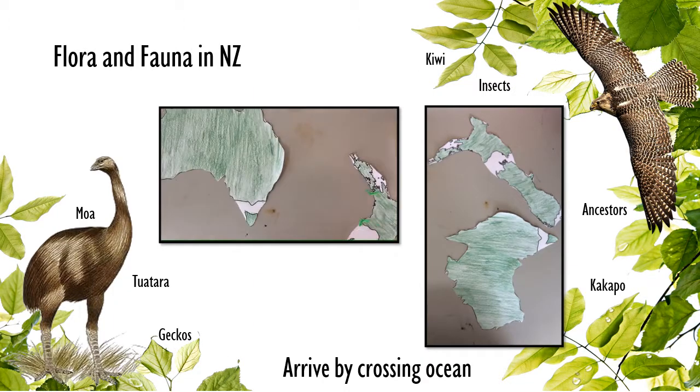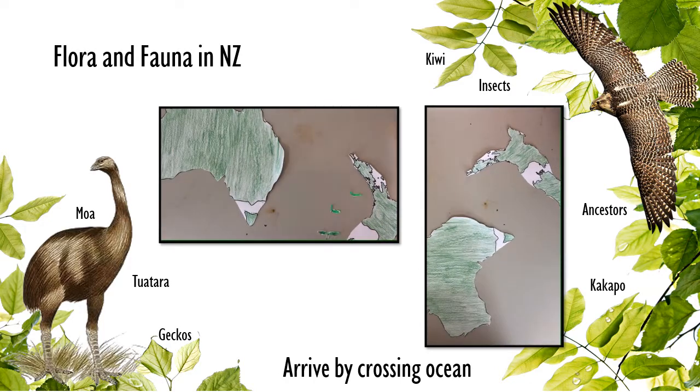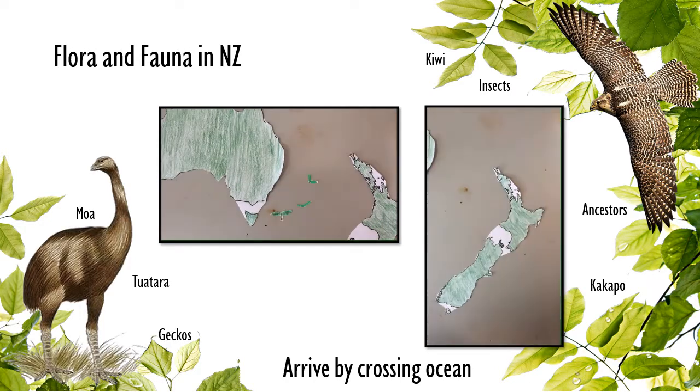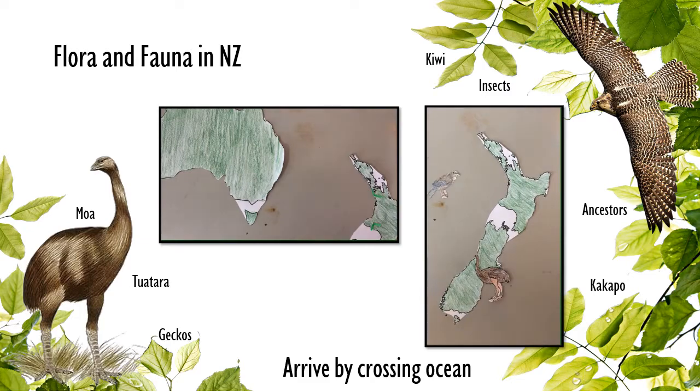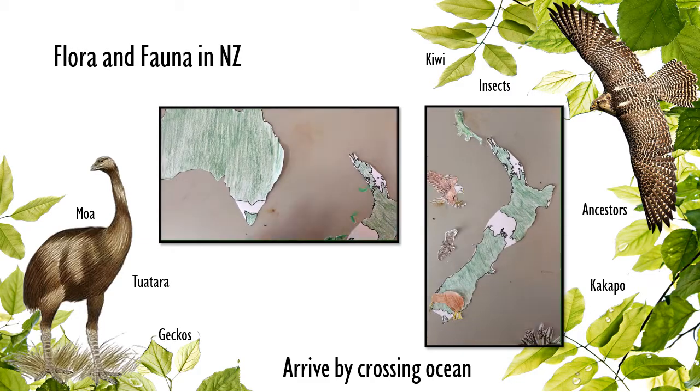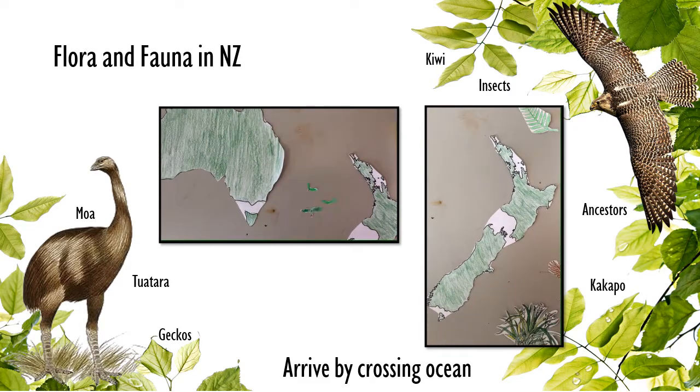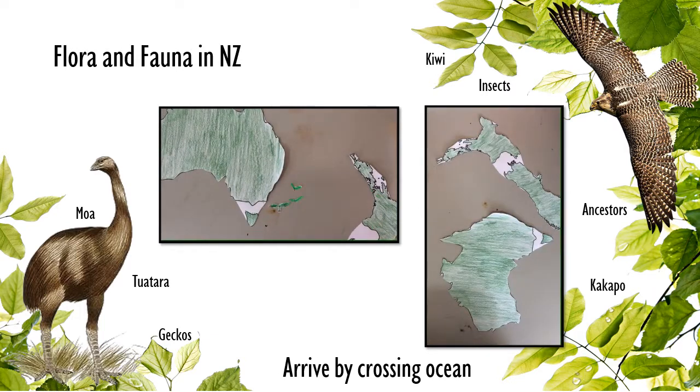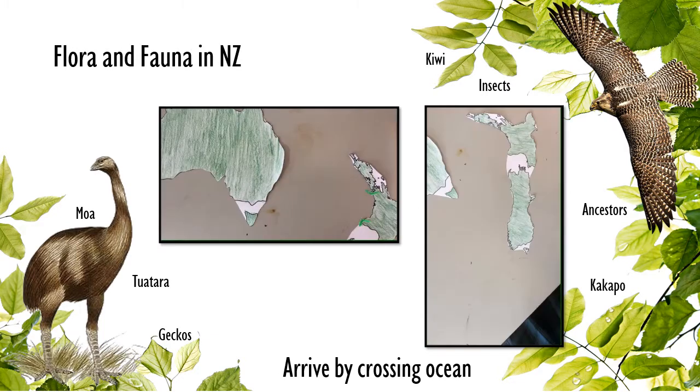Dinosaurs were not the only life form on Gondwanaland when it was together. Many of the birds we see today have ancestors from Gondwana. Some of these are tuatara, kiwi, moa, kakapo, geckos, wrens, and some primitive groups of insects, spiders, and earthworms.